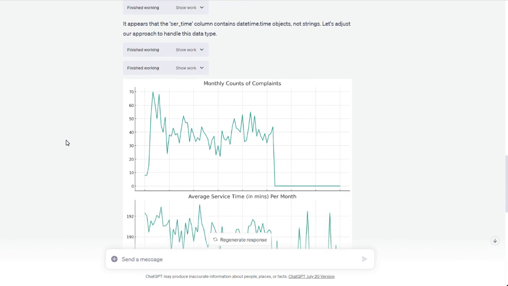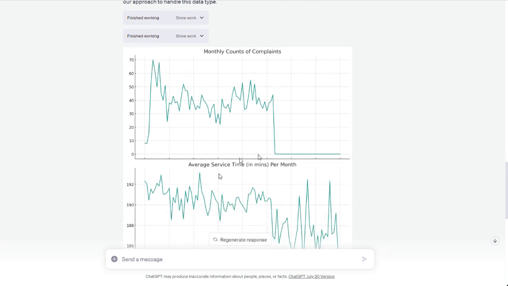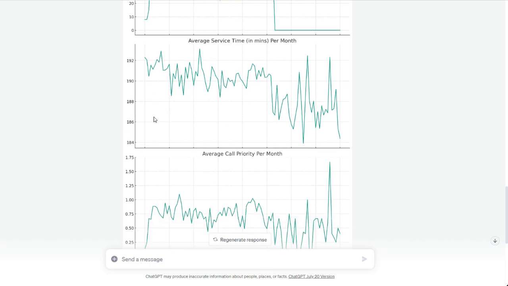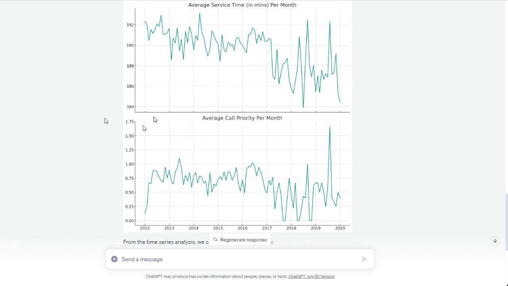There's also another app called Notable, which has a plugin, which I saw with the ChatGPT plugins, where you could create it automatically. But this is just within the chat experience, which is very interesting. And you can see here the monthly count of complaints. It doesn't have an axes title here, which is a bit annoying. Then the average service time per month.